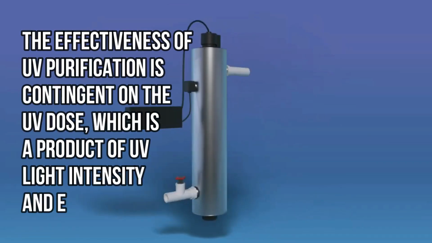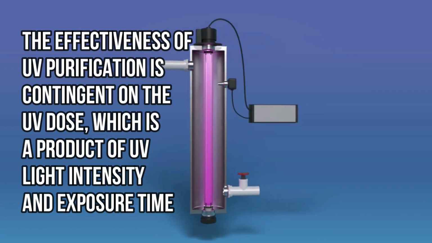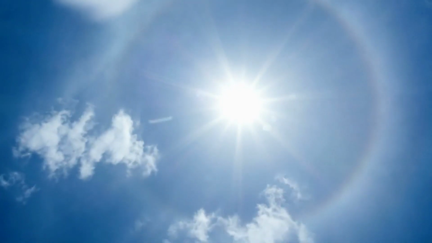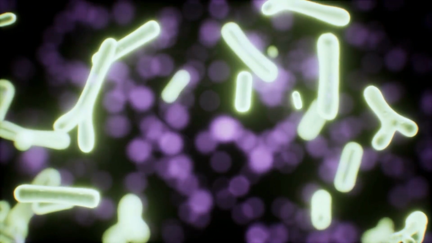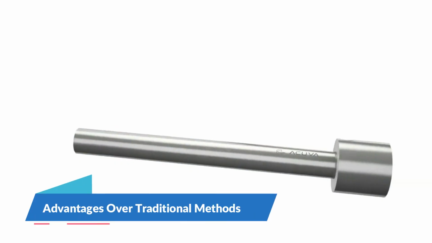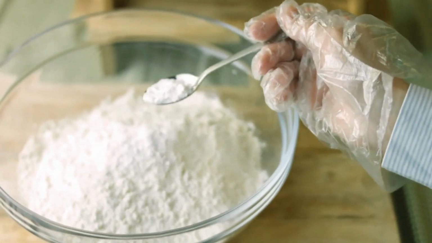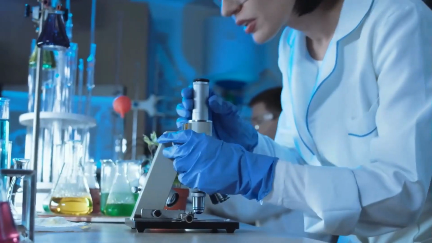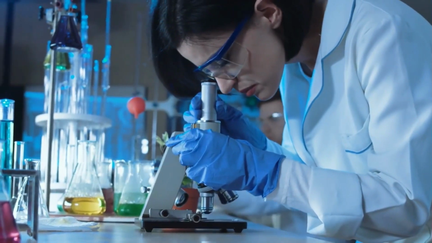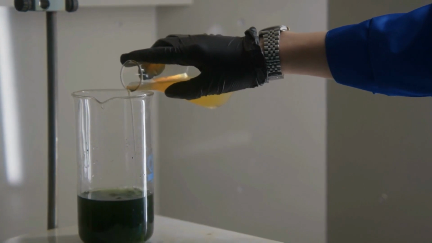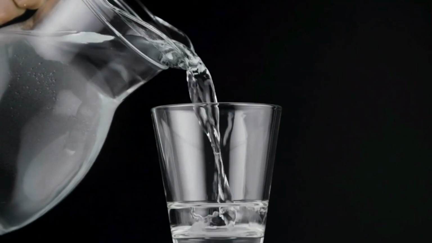The effectiveness of UV purification is contingent on the UV dose, which is a product of UV light intensity and exposure time. Adequate dosing is critical to ensure all pathogens are inactivated. Advantages over traditional methods. Compared to traditional chemical disinfection methods like chlorination, UV water purification offers several advantages. No chemicals. UV purification does not introduce any chemicals into the water, avoiding issues related to taste and odor alterations and eliminating the production of harmful chemical byproducts.